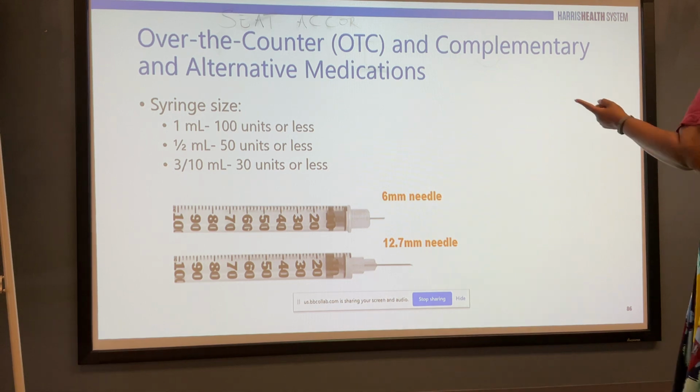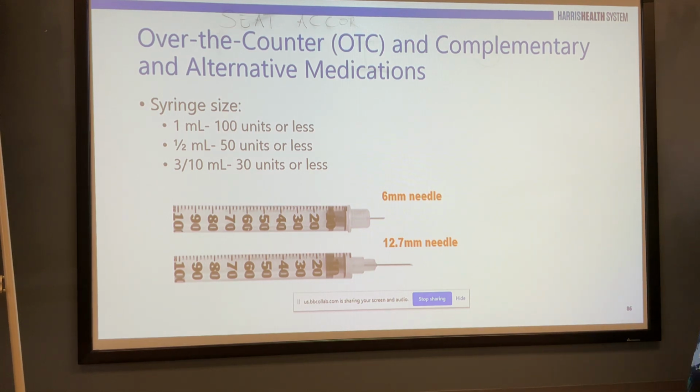And then your half cc syringe goes up to 50 units, right? And this goes by ones. So if they're doing 7 units, for example, they can find 7 in the plunger, which makes it easier for patients. And then lastly, you have your 3/10 cc, which goes up to 30 units, and it goes by ones. Let's look at that. And you see orange cap, right? So this goes with our U100. And the green cap, the green syringe goes with our U500.